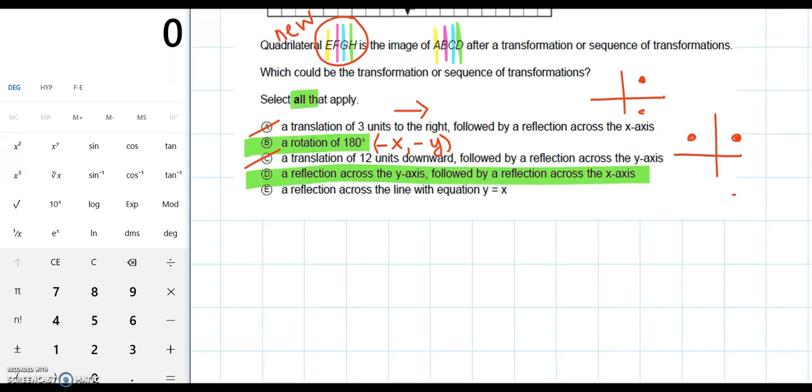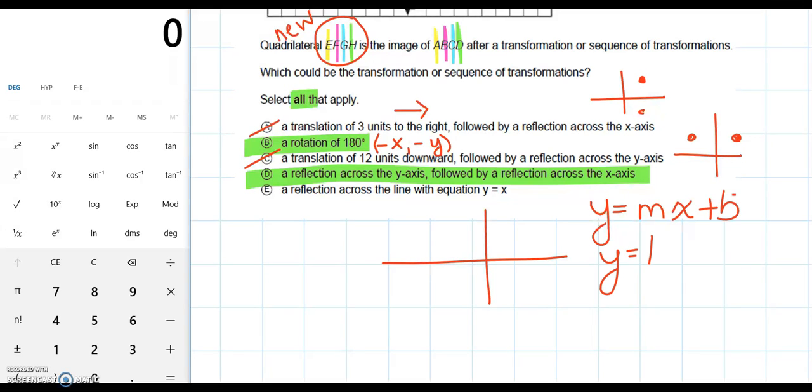And lastly, a reflection across the line with the equation y equals x. Now, this line, y equals x, we've studied it a couple of times. Y equals x, if I put it into mx plus b format, is y equals 1x, because there's an invisible 1 in front of the x value, plus 0. So what does this line look like? It looks like a line with a slope of 1 that passes through 0.